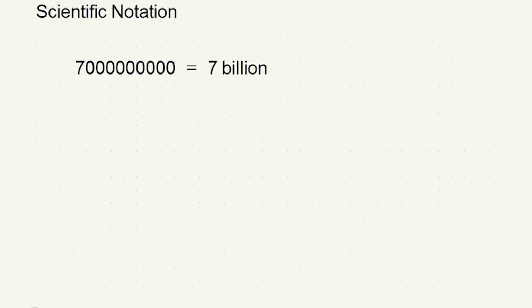If you had to write this number out every time you were calculating with it, aside from being inconvenient, it would also increase the chance of making errors. So scientific notation is useful because it's going to help us get around that problem by writing the number in a more compact format.